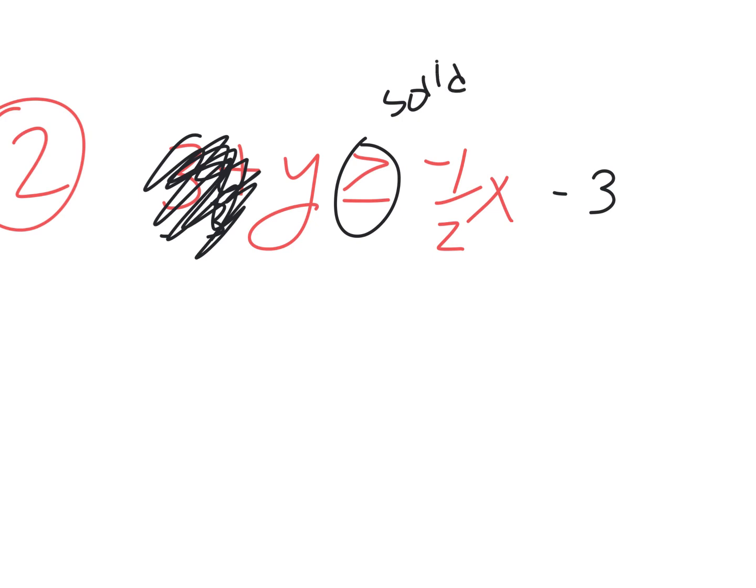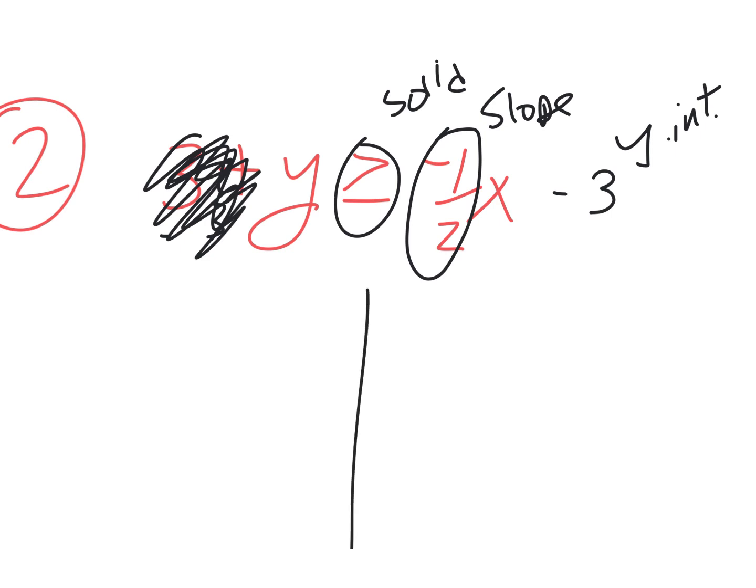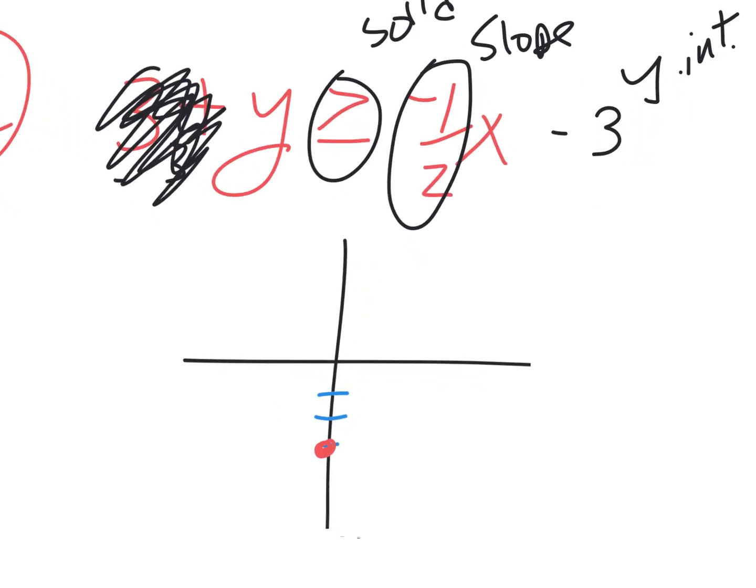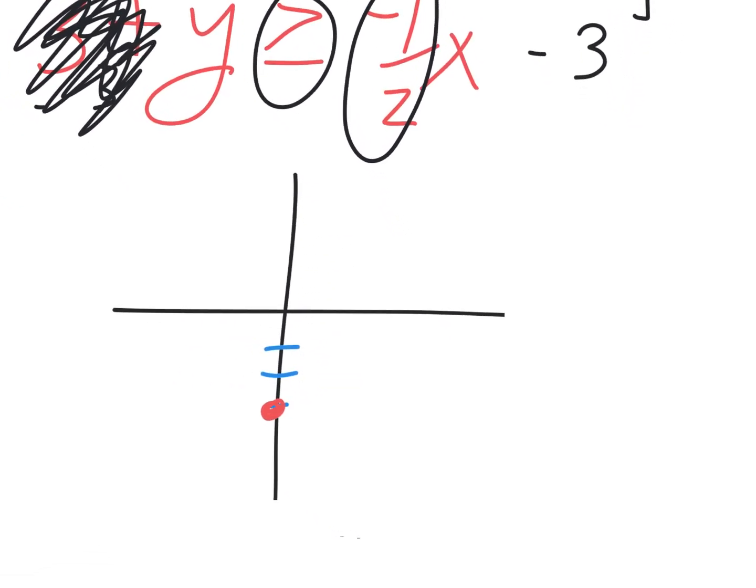And now I got to make my line, and this is my slope, and this is my y-intercept. So I'm going to go find -3. Put a dot there. And then I'm going to rise -1. What the heck does that mean? Down 1. Very good. Down 1 over 2. So here's down 1, and then here's over 2. I'm going to put another dot.